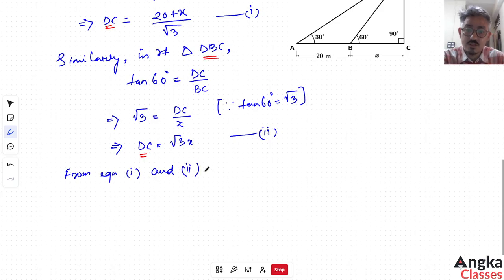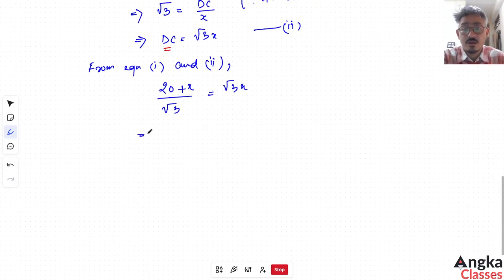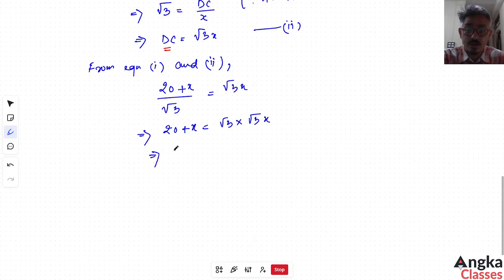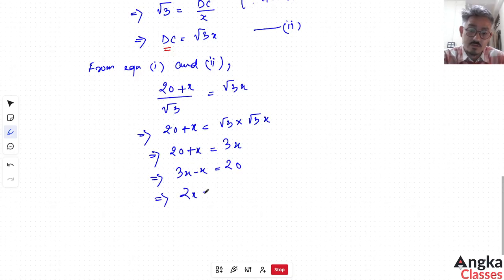From equation 1 and 2, we get DC is 20 plus x upon root 3 and also root 3x. Now solve: 20 plus x is equal to root 3 into root 3x. Okay, so 20 plus x is equal to 3x. So 3x minus x is equal to 20. 2x is equal to 20, which implies that x is equal to 20 by 2, which is equal to 10.